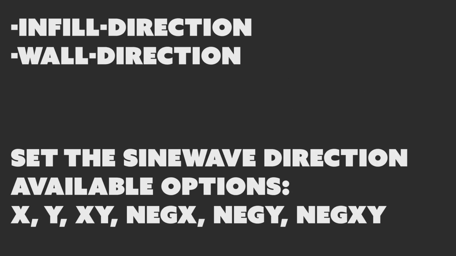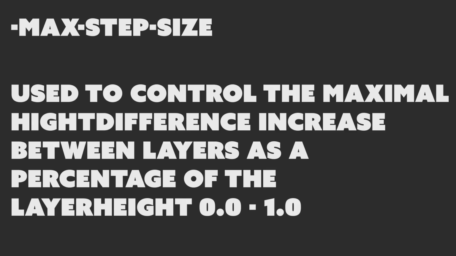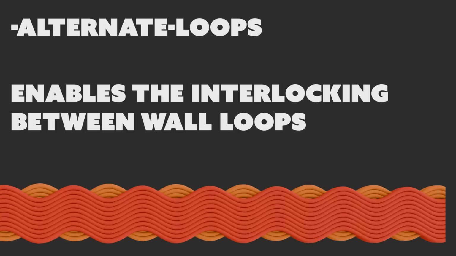Minus infill direction and minus wall direction are here to control the direction to apply the deformation. Minus max step size is used to control the maximal amplitude increase per layer. Minus alternate loops is used to turn on the alternating sine wave per layer loop.